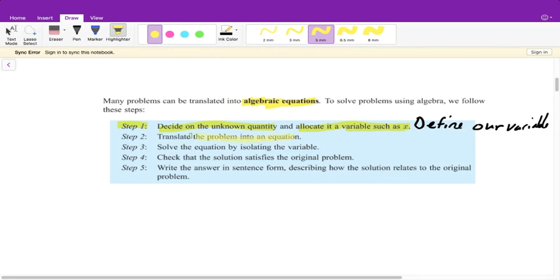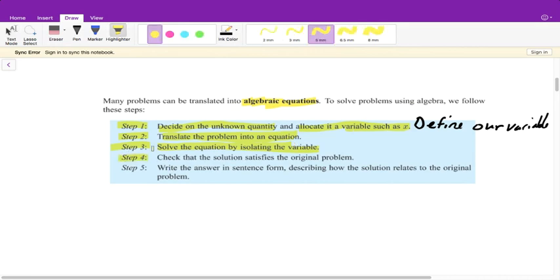Step 2: we'll look at the problem and translate it into an equation. This may be step by step, piece by piece, or you may be able to look at it and do it all at once, but it changes from problem to problem. Step 3 is simply to solve the equation by isolating the variable, something we've been doing this entire section. We're just going to solve for it.